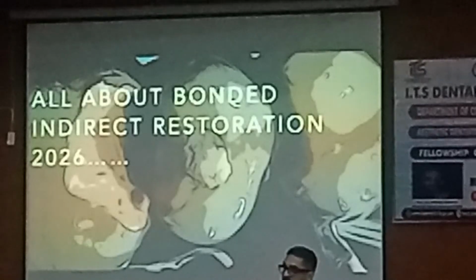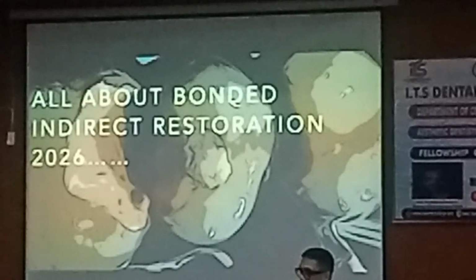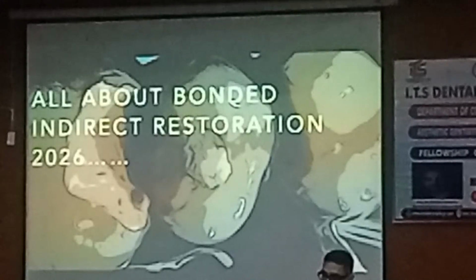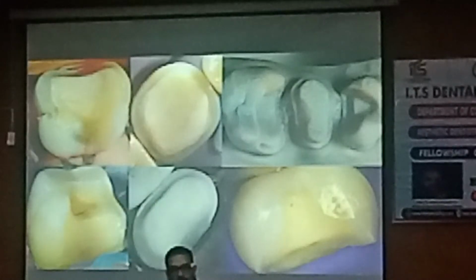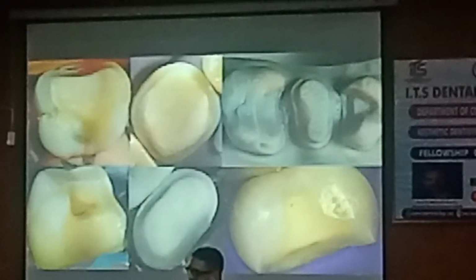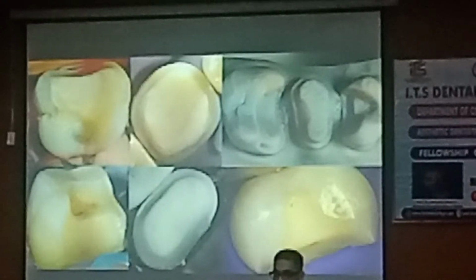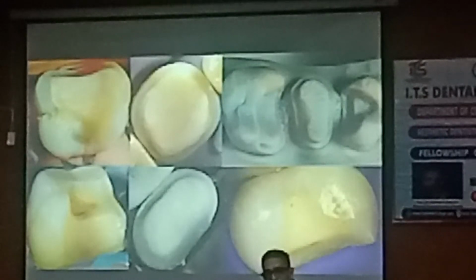Now, when you shift from mechanically retained restorations to bonded restorations, there are a few things which you should understand and a few things which you should forget. Understanding is easier, forgetting is very, very difficult. The first thing I want you to forget is shape. Forget all your conventional preparations. There are no conventional preparations for your indirect restorations. The names will be fancy, like what Shishi sir has told. You will have fancy names.